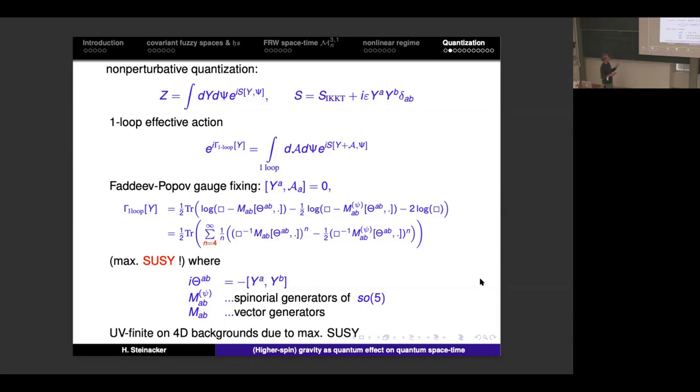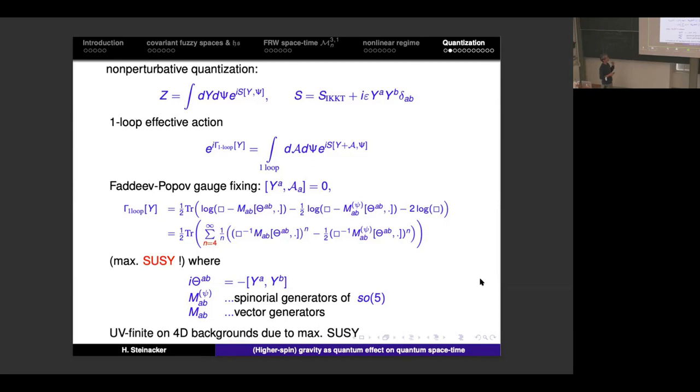Now this is a completely rigorous definition for finite dimensional matrices. Now you compute this at one loop. Standard way, you can do Faddeev-Popov, no problem. But you get the trace log. This is the usual trace log formula for the one loop effective action.